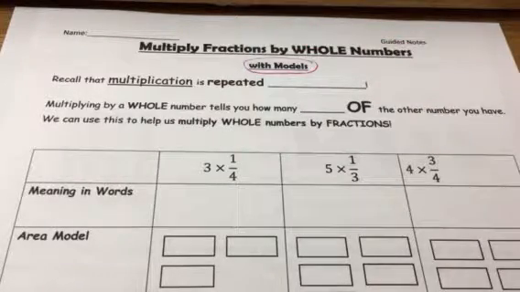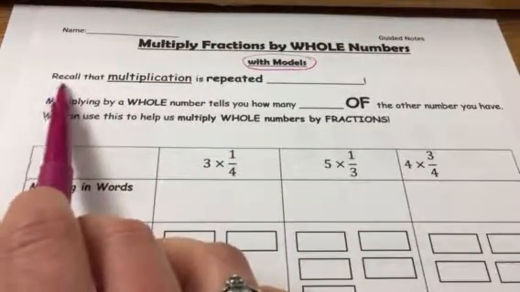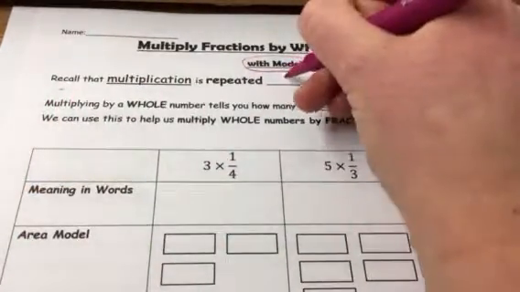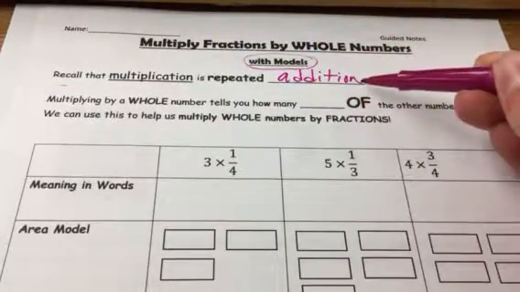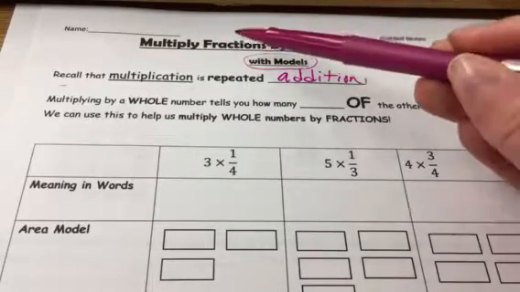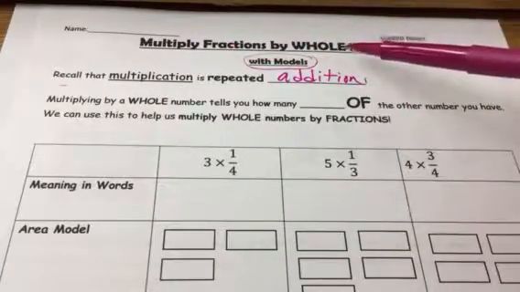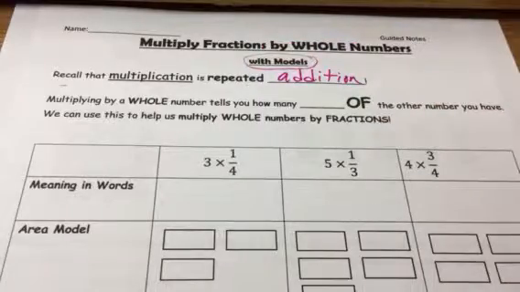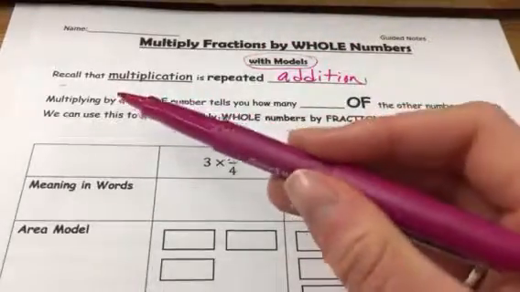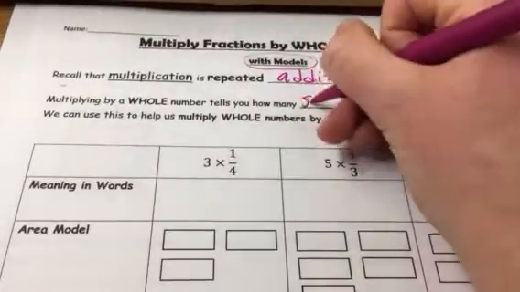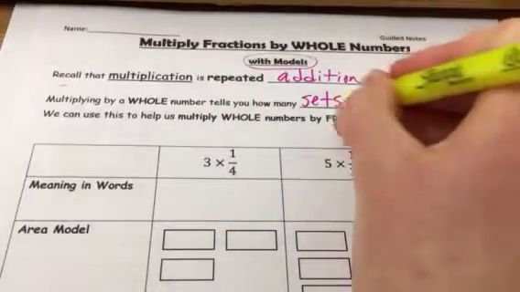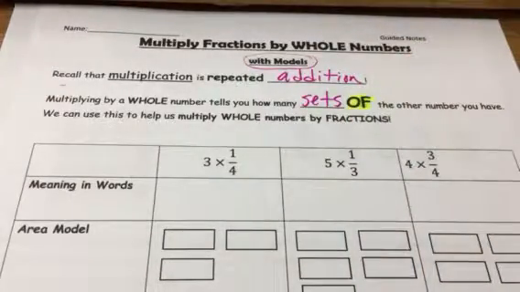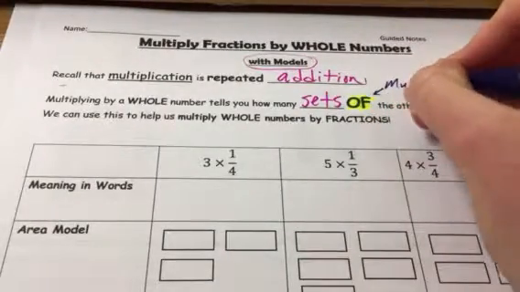And we're going to use some knowledge that we already have. Recall that multiplication is repeated addition. Now, we already know how to add fractions, so we can already understand how to multiply fractions by whole numbers by repeatedly adding the fractions together. Also, we know that multiplying by a whole number tells you how many sets of the other number you have. Now, I'm really emphasizing the word of because of is a small word with a big meaning. Of in math means to multiply.